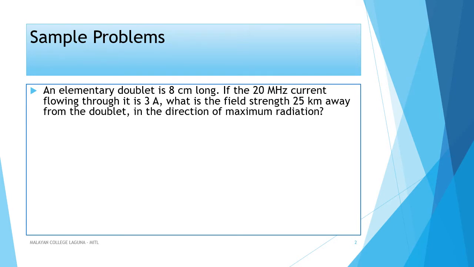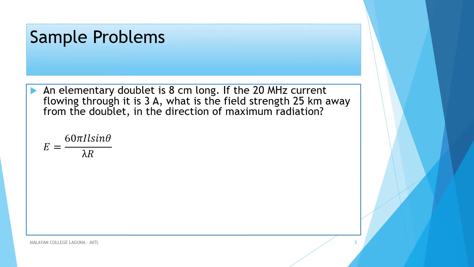So obviously, the problem here is finding the electric field strength of an elementary doublet. So we write down the formula. E is equal to 60 pi times I times L times sine theta divided by lambda r. Now, every variable in this formula is given in the question except for theta. But it is stated in the question that we are supposed to find the field strength in the direction of maximum radiation.